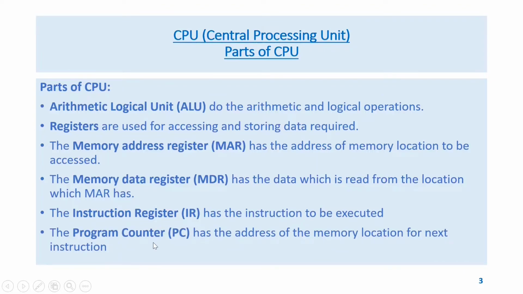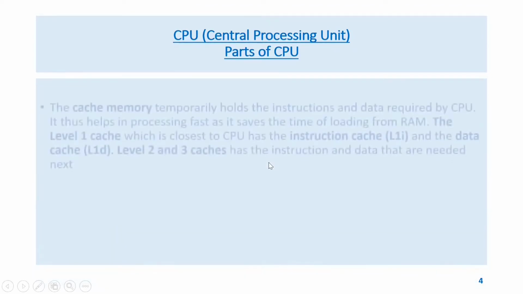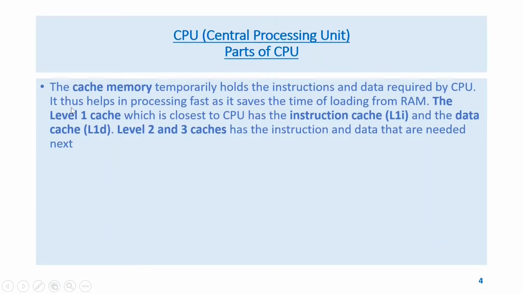The program counter, PC, holds the address of the memory location for the next instruction. Next is the cache memory. The cache memory temporarily holds the instructions and data required by the CPU. It thus helps in processing fast, as it saves the time of loading from RAM.